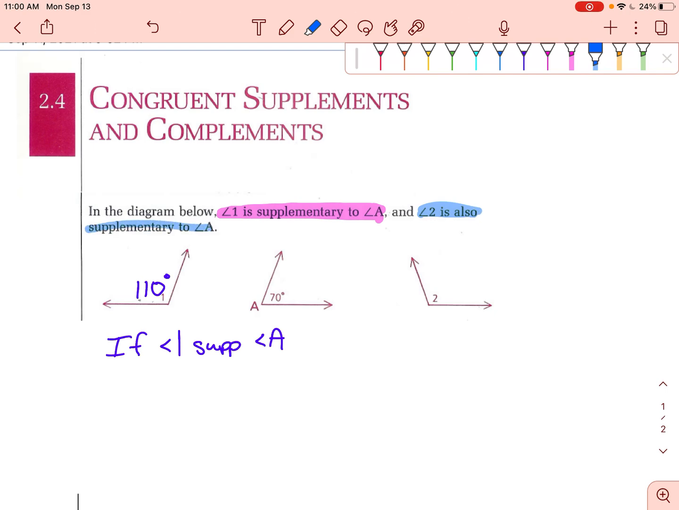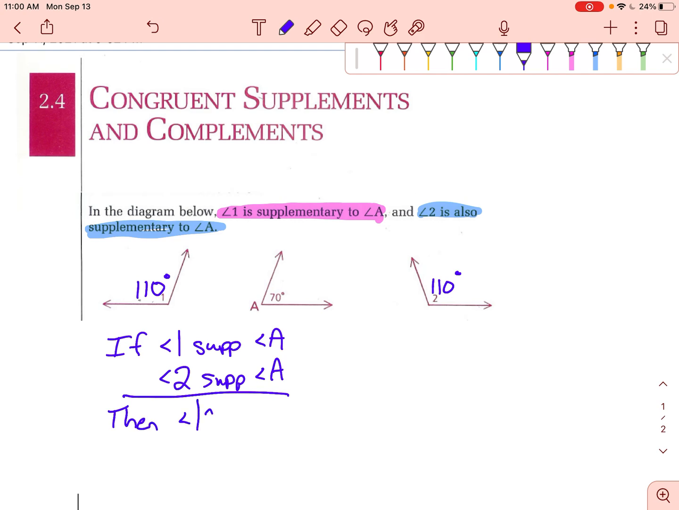Let's say angle 2 is also supplementary to angle A. So if A is 70, angle 2 has to be 110. That's weird. I've seen that before. Then, is it true that angle 1 is going to equal angle 2? And let's try it with different numbers.